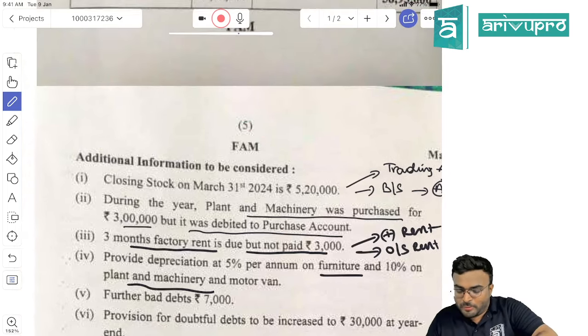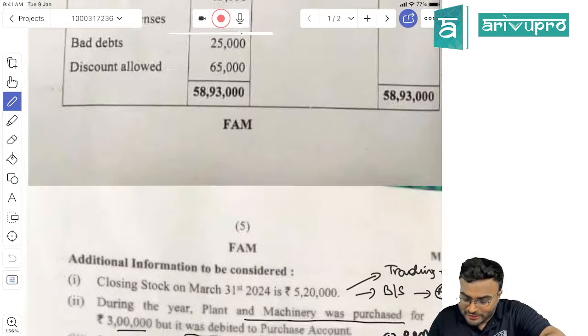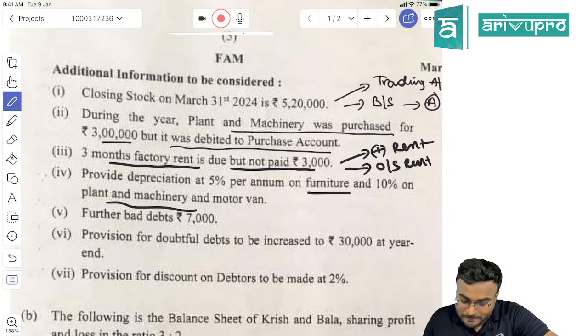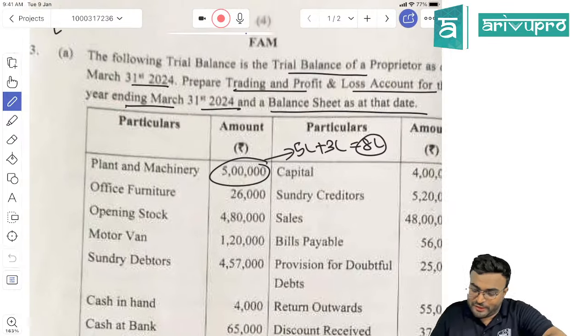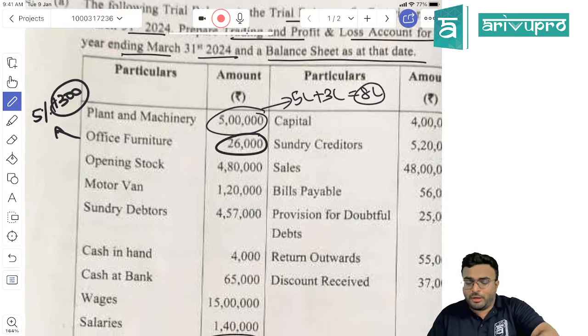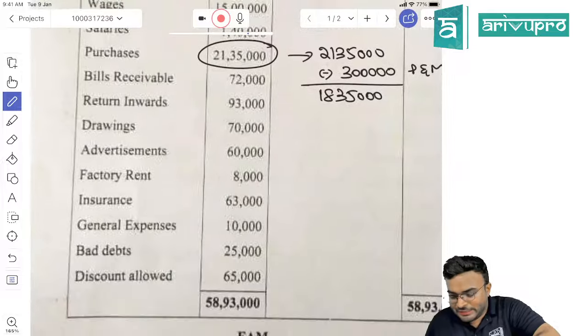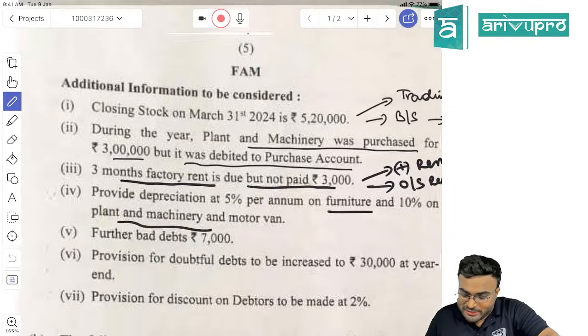No problem. Now the thing is, when you're calculating for furniture, what did they tell? 5% per annum on furniture. So you have your furniture balance over here, 26,000. Calculate 5% of that. That is going to be 1,300. So depreciation will be in your P&L, as well as it has to go into your balance sheet. Reduce it from the furniture. No problem. Next adjustment we will see.